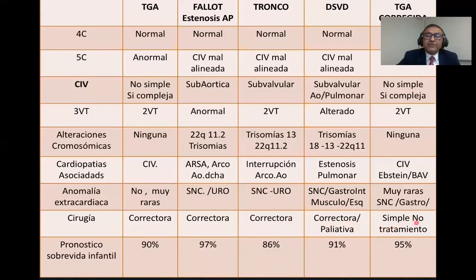In the case of congenitally corrected transposition of the great arteries, if it is a simple congenitally corrected transposition, it does not require early surgical treatment during the first year of life. Only serial follow-up evaluations are performed. This is as long as there is no atrioventricular block, which would require a pacemaker, and also as long as there is no stenosis of the semilunar valves, whether pulmonary or aortic.